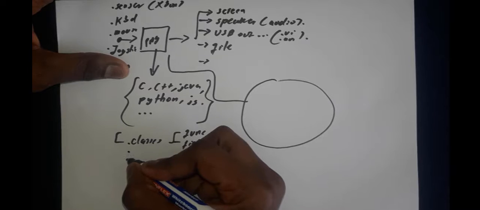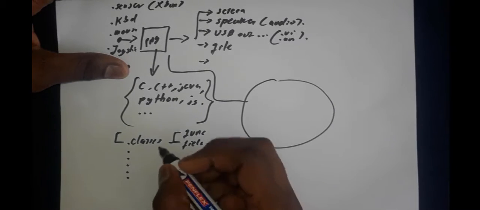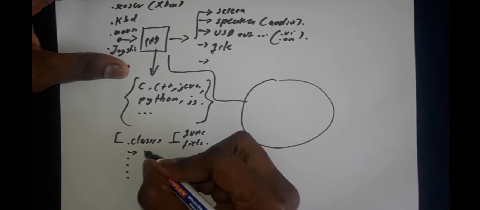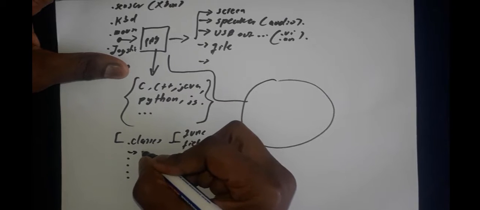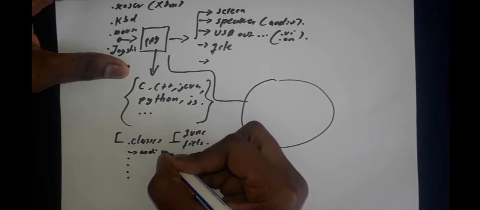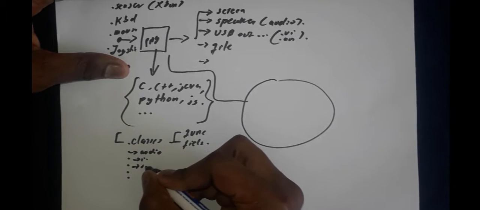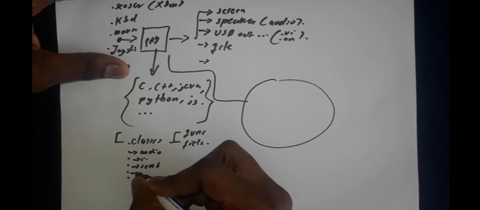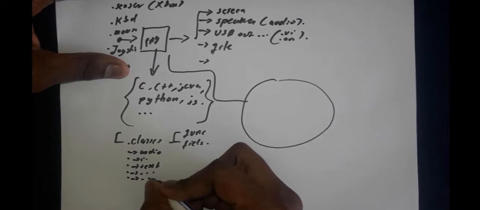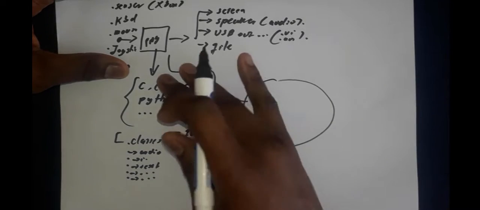And you can have a list of classes, okay? Examples of classes can be an audio class, a video class, a text editing class, a strings class, a number class, and this can be in any of these languages.